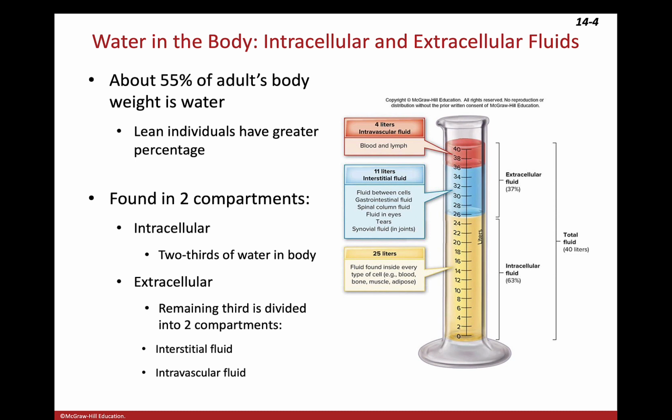If we look at the image to the right on this slide, total body water in this situation is approximately 40 liters. And what we see, 37% of that is found in the extracellular space, and the remaining 63% is intracellular fluid. If we break down how much that is, about 25 liters is the amount of fluid found inside all of our cells. About 11 liters is making up interstitial fluid, and then we have 4 liters making up blood and lymph.